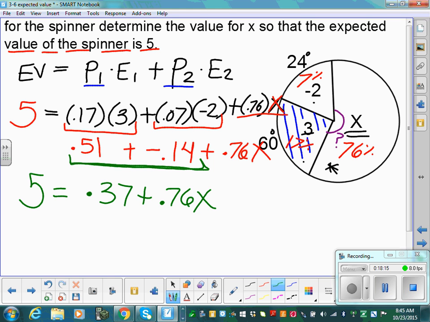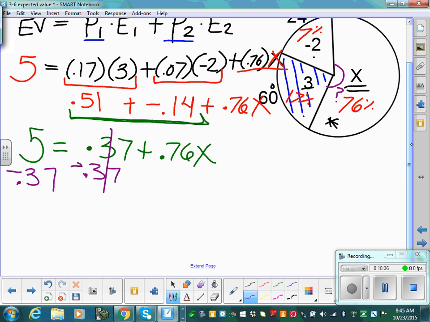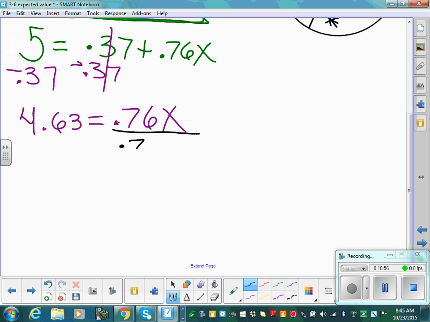Now to get x alone, what am I going to do? Good. Subtract 0.37 from both sides of the equation. So then that's gone. You'll do 5 minus 0.37 and you get 4.63 is equal to, and we still have 0.76x. Now to get x alone, what's my next step? Good. Divide both sides by 0.76.